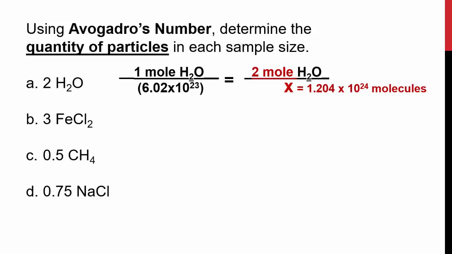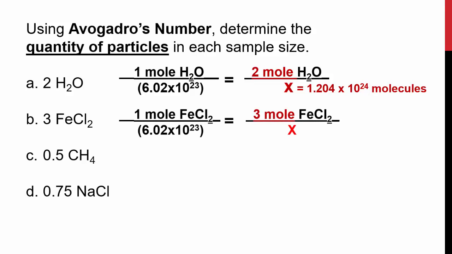In the next example, we have 3 moles of iron 2 chloride. So 1 mole of iron 2 chloride is equal to 6.02 times 10 to the 23rd formula units of iron 2 chloride. So now we have 3. Cross multiply, you get 1.806 times 10 to the 24th formula units.